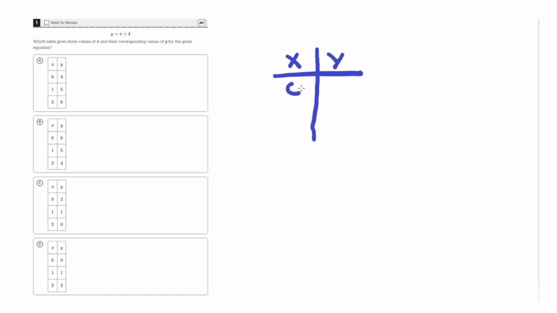So at an x value of 0, y is equal to 4. At an x value of 1, y is equal to 5. And at an x value of 2, y is equal to 6. So the correct choice here would match this table, and that is answer choice A. So A is the correct answer.